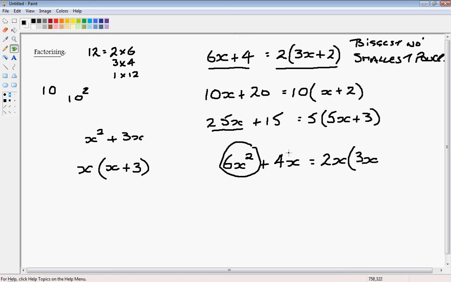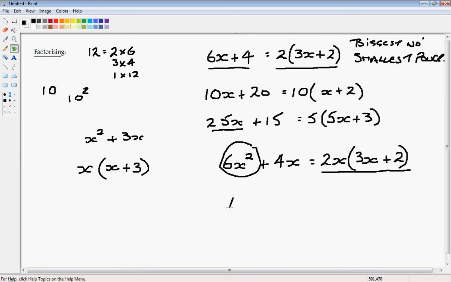So now I deal with this part. So plus, now what times 2 gives me 4? Well, that would be 2. Okay, so 2x times 2 would give me 4x. It can't be another x in here, because that would give me 2x times 2x, which would give me 4x squared. So 2x times 2 will give me 4x. So we just close the bracket on that, and that's our answer.